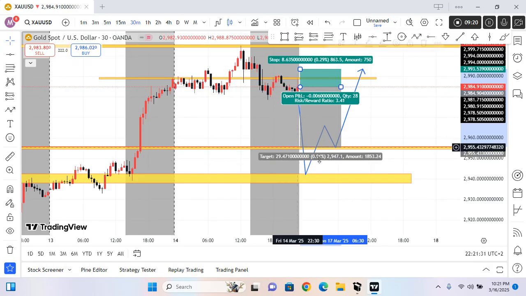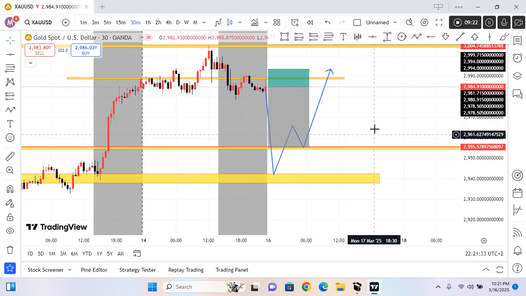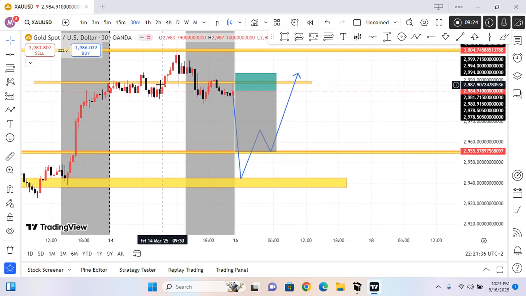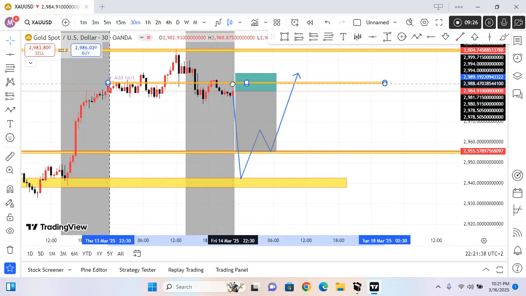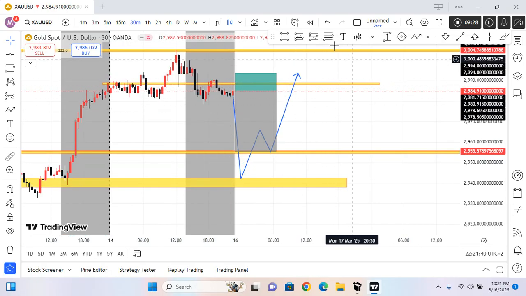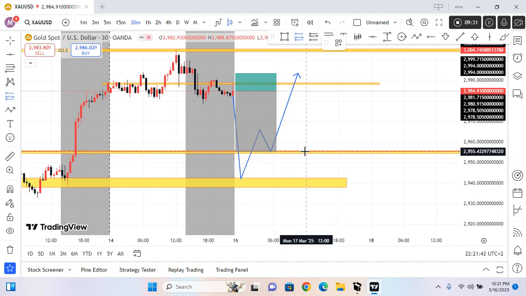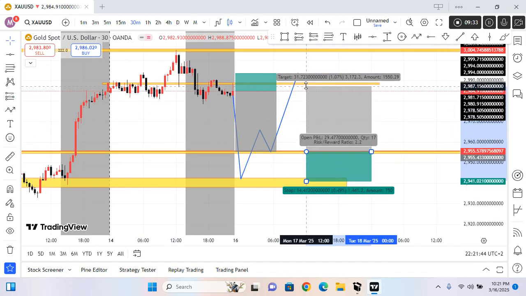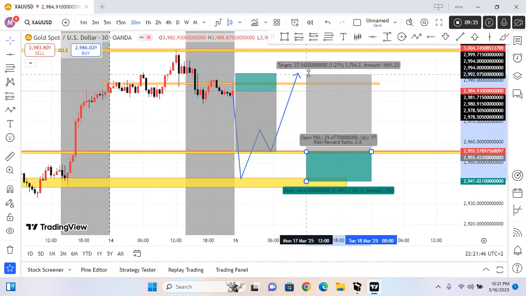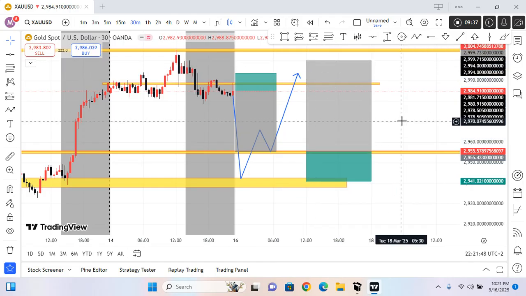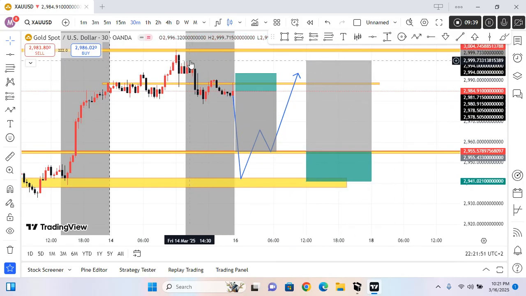So you can just target here and then you wait for the confirmation. After the confirmation, you have to make sure that you take your trade from right here onto this bank zone. This one right here, because right here, it is Friday bank zone.